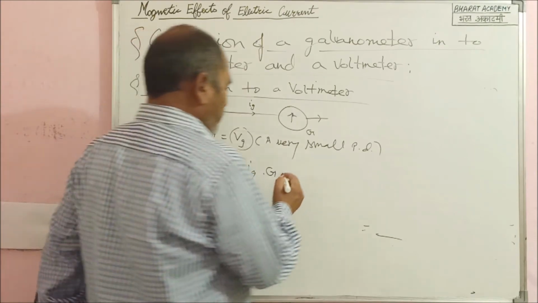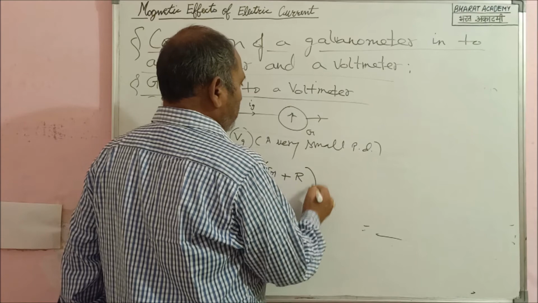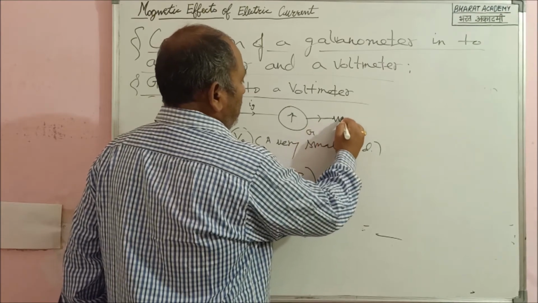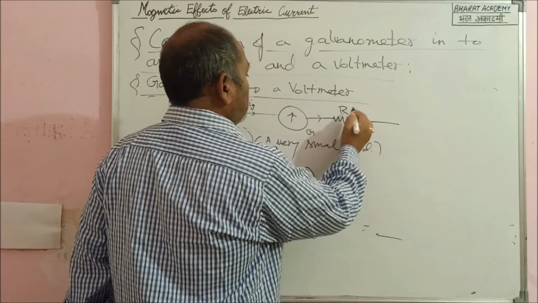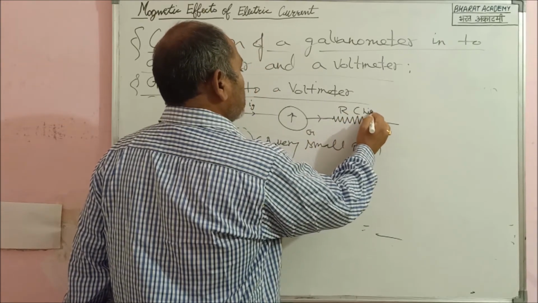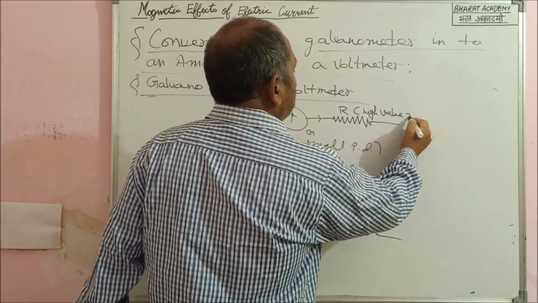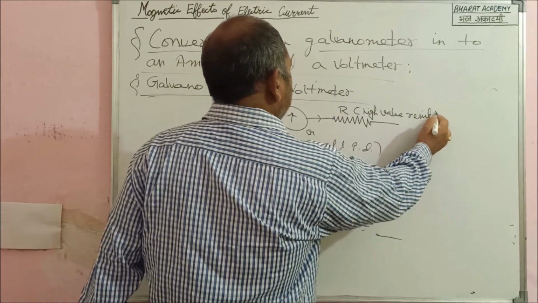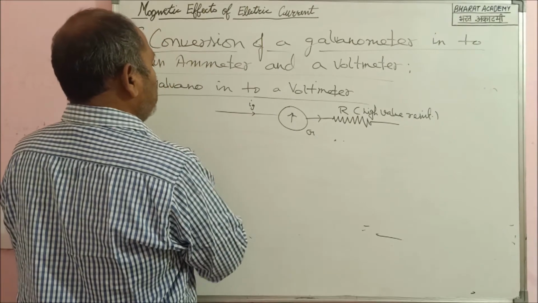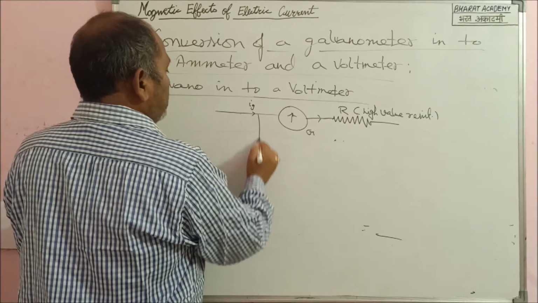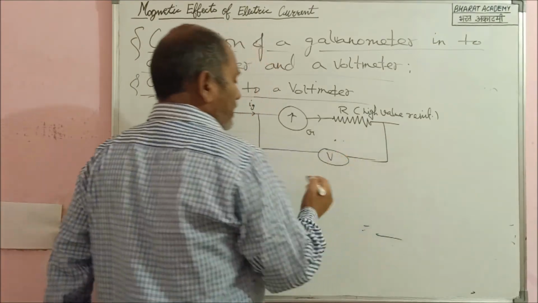But what we can do is increase the resistance by applying a high value resistance here. There is no special name for that; we simply call it high value resistance. Don't try to write it as a shunt. It is not a shunt. Shunt is used only for an ammeter. R is the high value resistance. So what will happen? If I apply high value resistance, whatever be the value of Ig, I can read a very high value V.